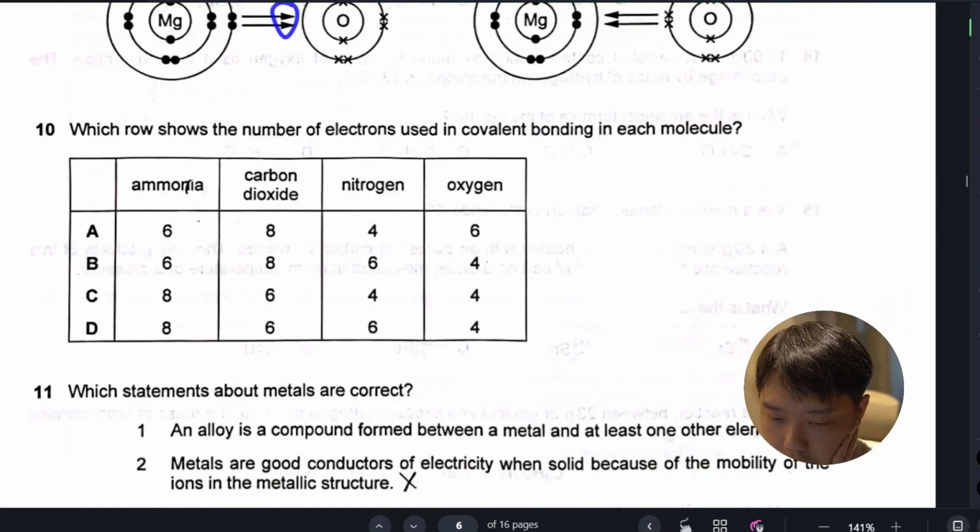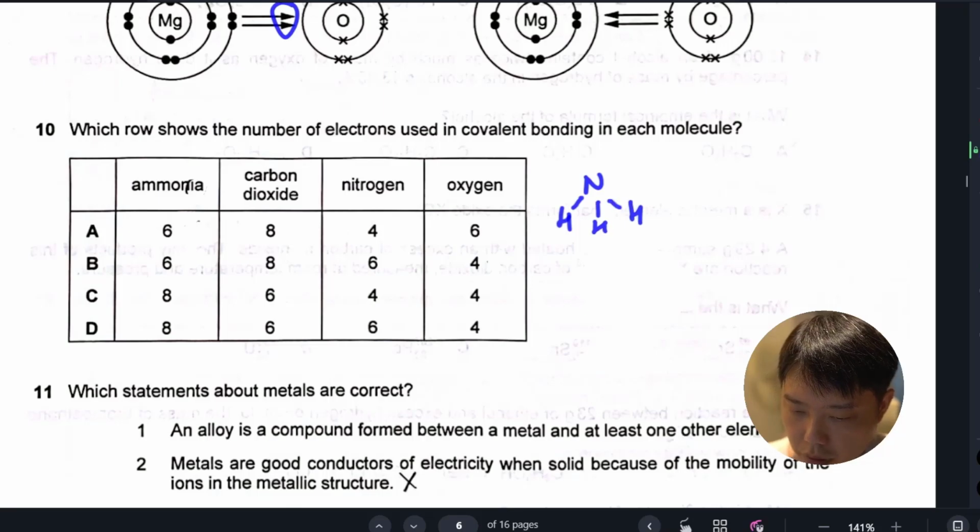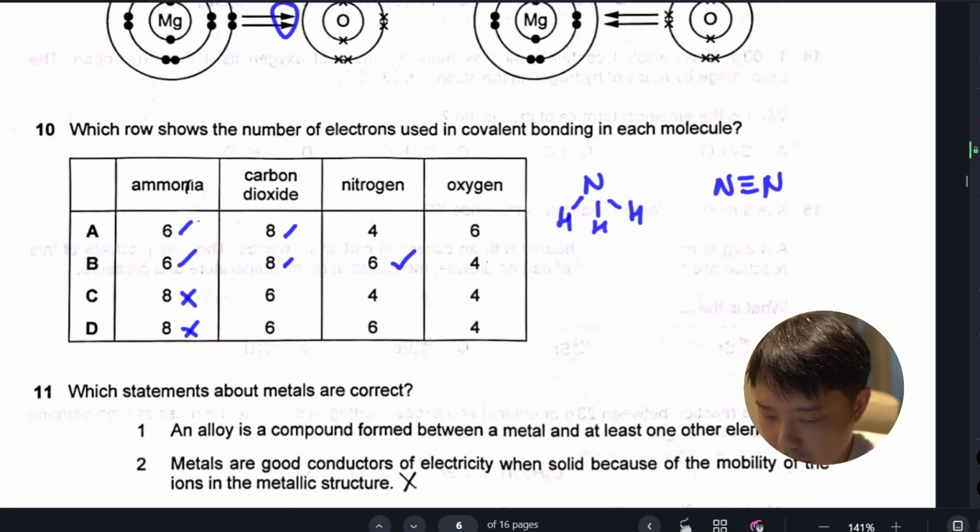Okay, question 10, which row shows the number of electrons used in covalent bonding? Covalent bonding. Okay, so let's draw out the molecules here. Ammonia. Here 6 is A. It is wrong. Carbon dioxide, we don't need to draw because they are both the same. Nitrogen, yes, nitrogen we need to draw. Nitrogen 1, 2, 3. Also 6. Okay, so our answer is actually just B.